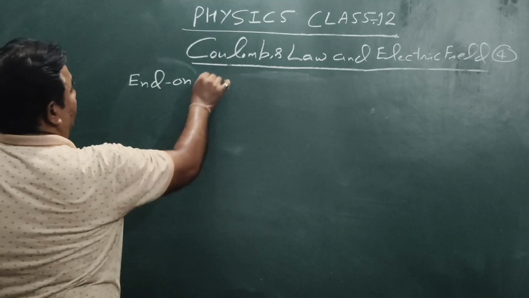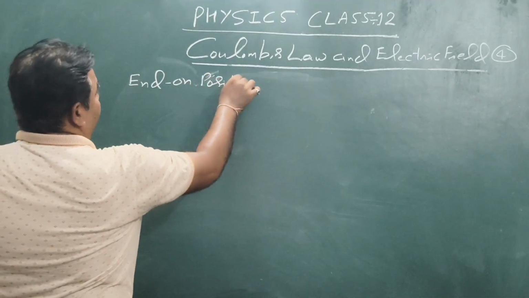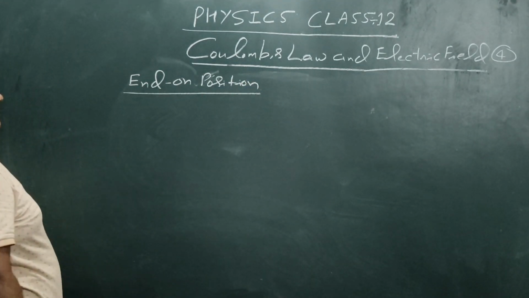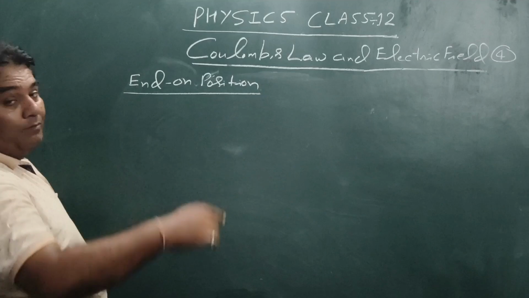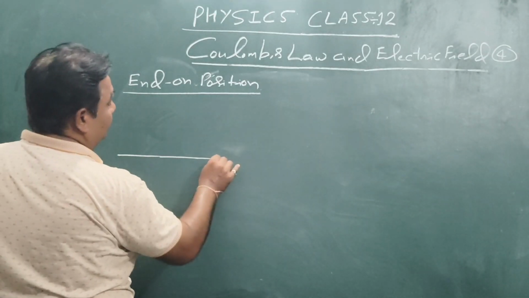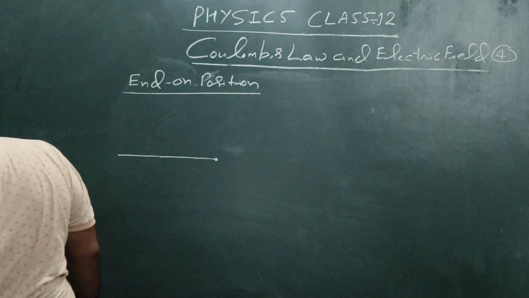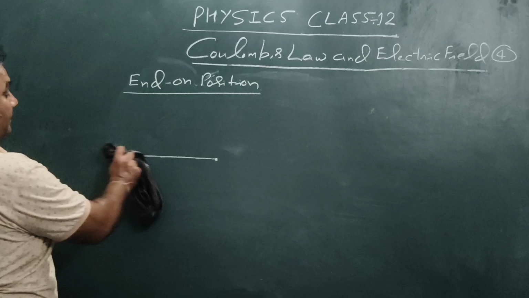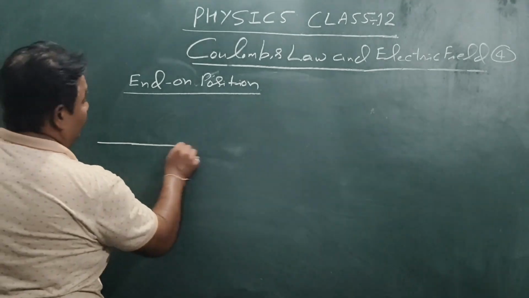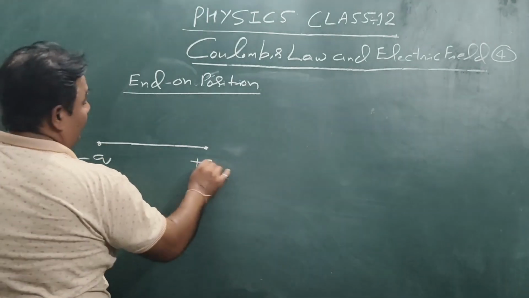End-on position is when we take any point on the axis of the dipole. Suppose this is an electric dipole which is made of minus q and plus q charge, and the distance between them is 2L.